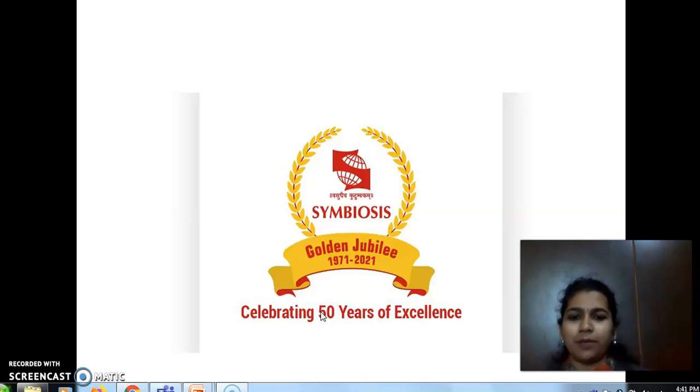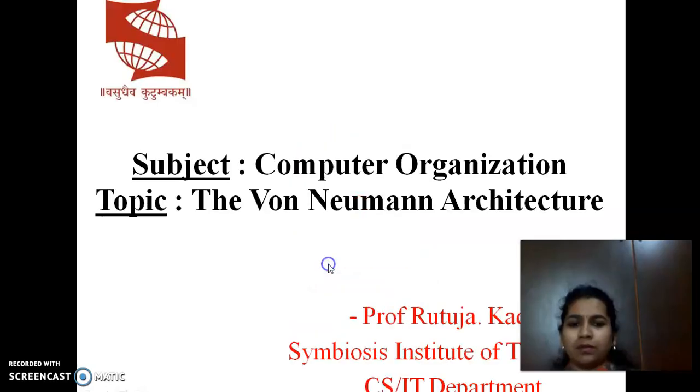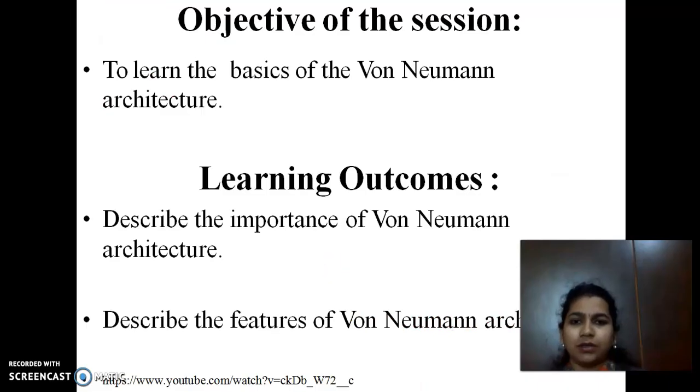Let us start with an important topic in computer organization. Today we'll learn about the von Neumann architecture in computer organization. So, what is the objective of the session? The objective of the session is to learn the basics of the von Neumann architecture. Learning outcomes, that means at the end of this session what you will be able to grasp.